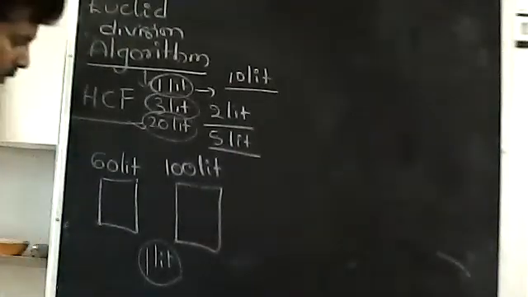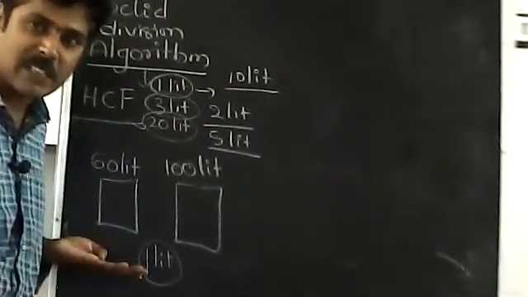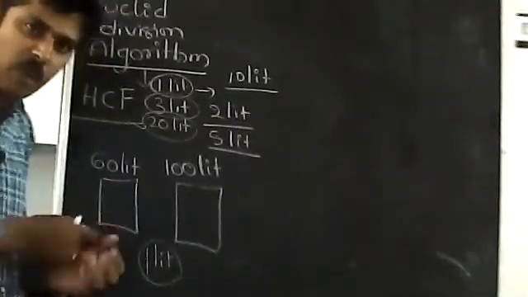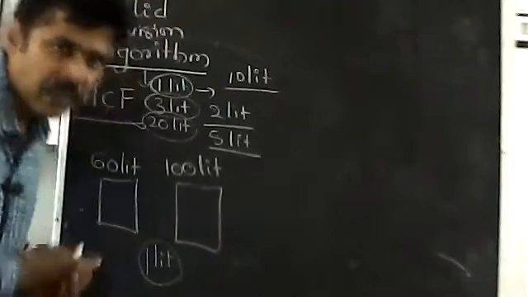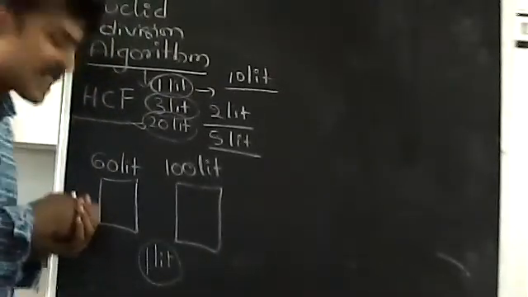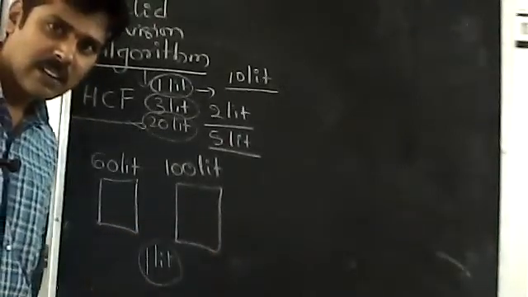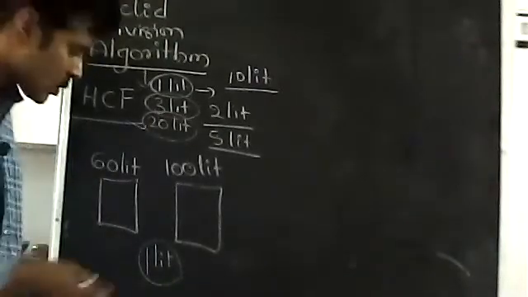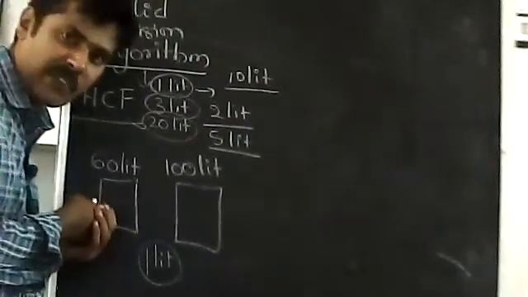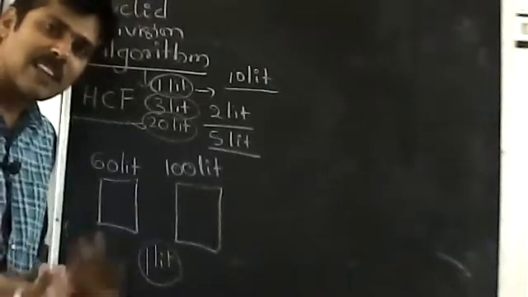Okay. All these liters can measure, and I think still more measurements are there, but I will start with a 1 liter measure. If I take a jar with 1 liter, how many times do I have to take from 60 liters? 60 times. How many times from 100 liters? 100 times. So if I take a 1 liter jar, I have to take 60 times from the first can and 100 times from the other can.